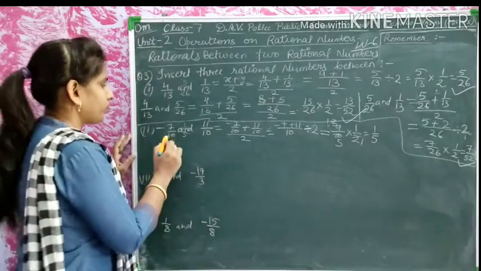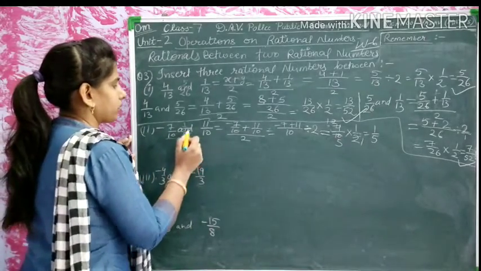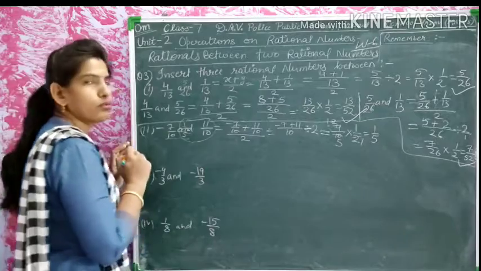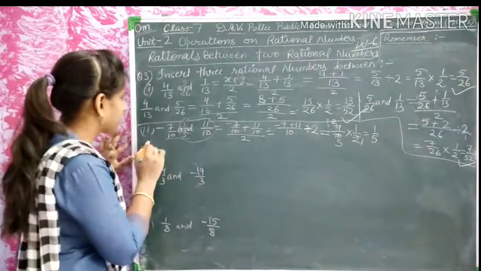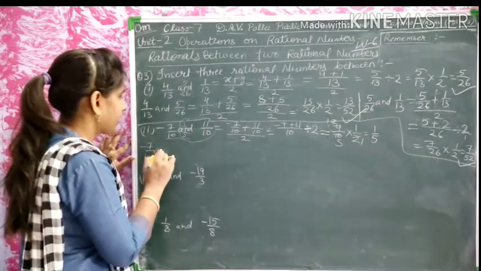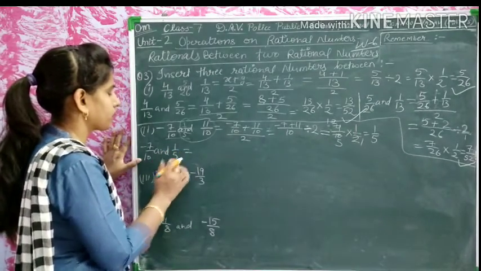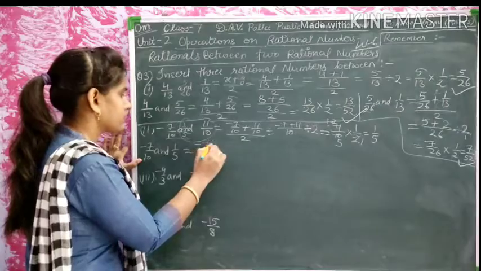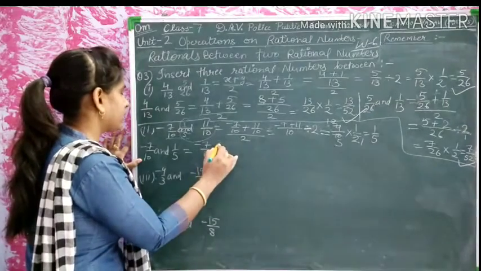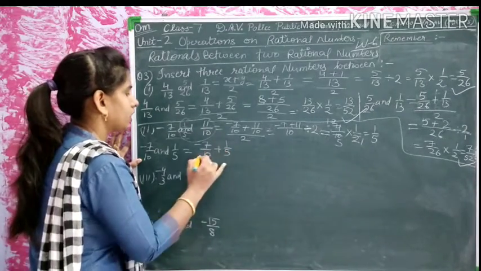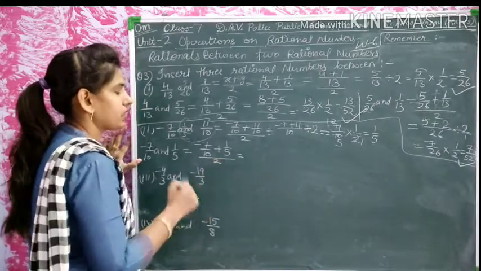1 by 5. First we will find one number between these two numbers, and then we will find another between these two numbers. There is minus 7 by 10 and 1 by 5. First we will get one number from these two numbers. So again the same method: minus 7 by 10 plus 1 by 5, divided by 2. Again the same, doing like this.